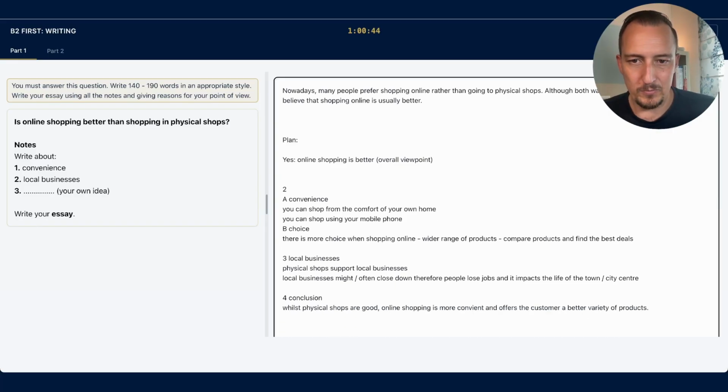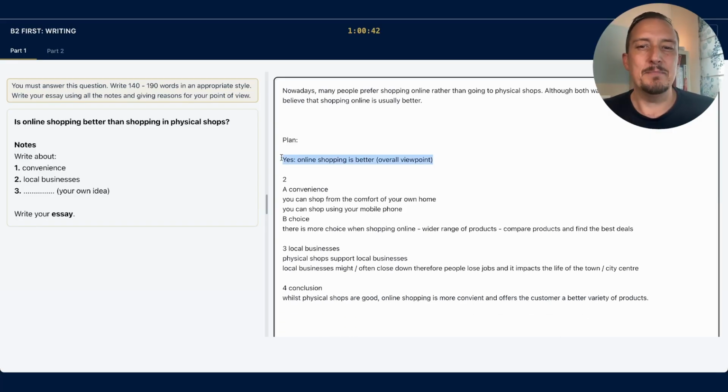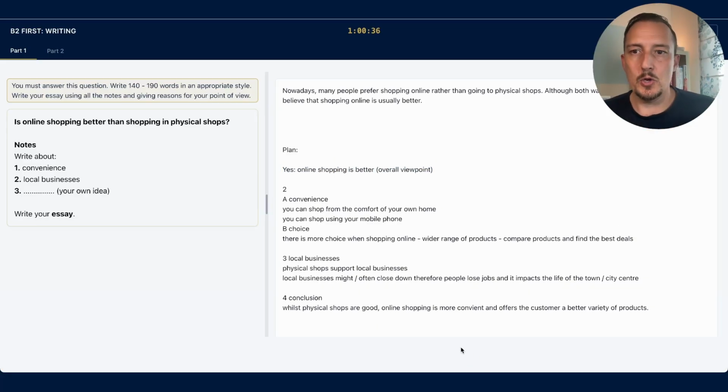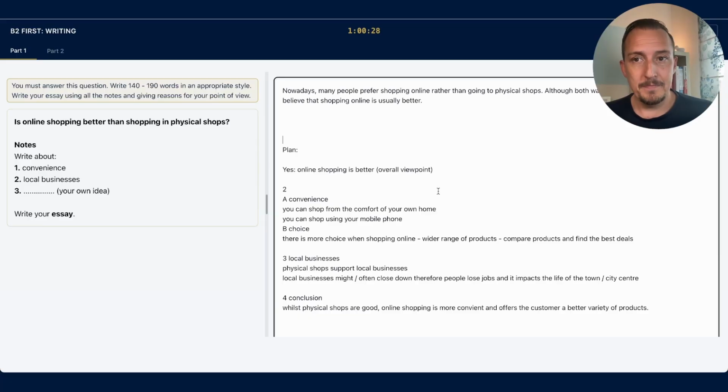So we can now remove that from our notes. I like to keep my viewpoint here just because I think it keeps us focused on the points that we're making. Okay, so now, in the second paragraph, as we've said in our plan, our second paragraph is going to talk about the convenience and also about the choice as well. So this might be a little bit longer.